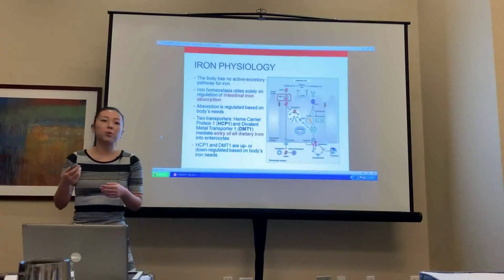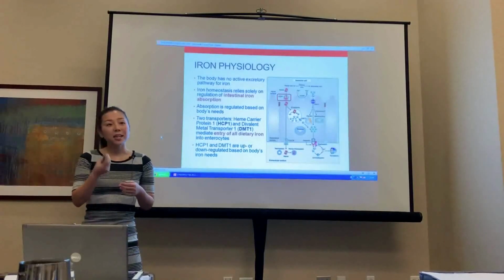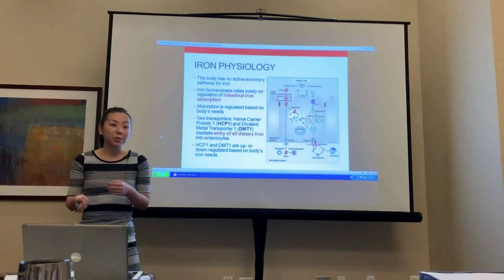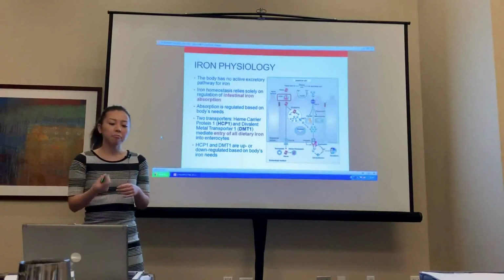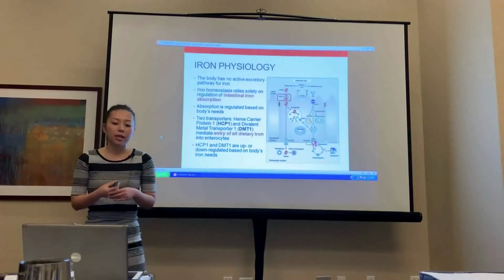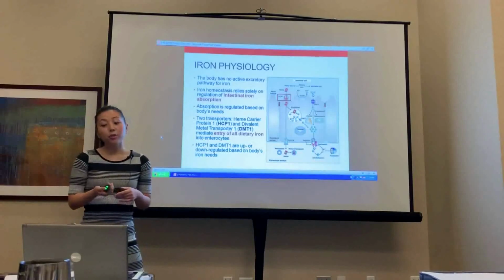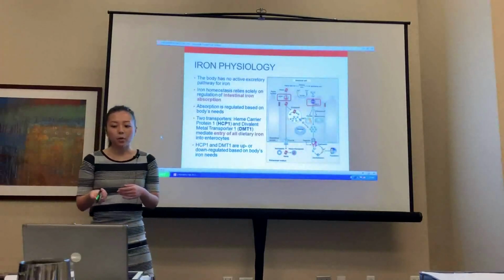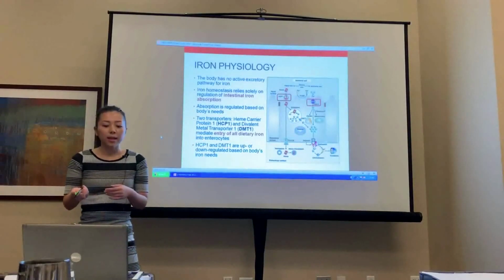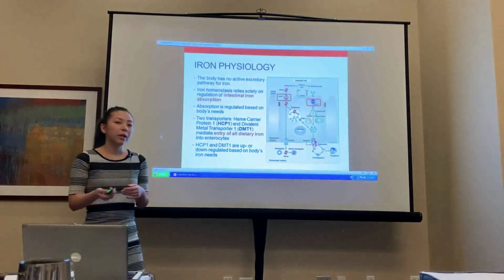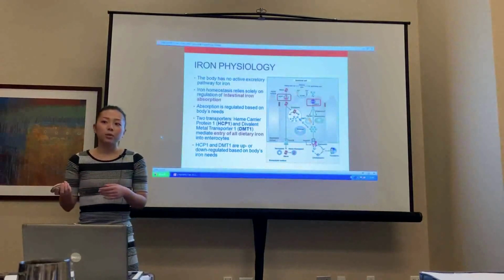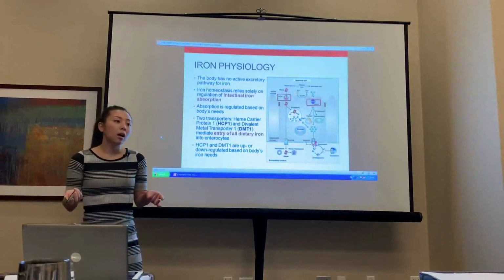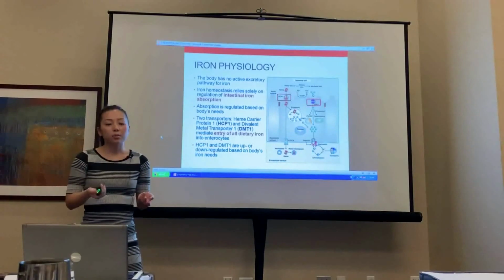This one is the transporter that brings in heme iron. The heme iron is the iron that we get from animal sources. It's already in a protein complex that has really no trouble getting through with the HCP1 receptor. And the second transporter, which brings in non-heme iron in the ferrous form, is DMT1. And it's up or down regulation of these 2 transporters that mediates all of our iron homeostasis based on our body's needs.